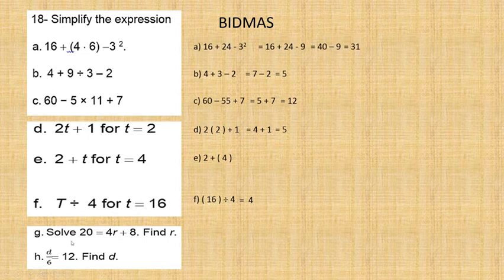And for question number G here, solve 20 equals 4r plus 8. So find r. Here it's an equation. I will not substitute, I will just calculate r. To calculate r, you have to make the inverse operation. To solve any equation or to get the unknown variable, you have to make the inverse operation, of course.